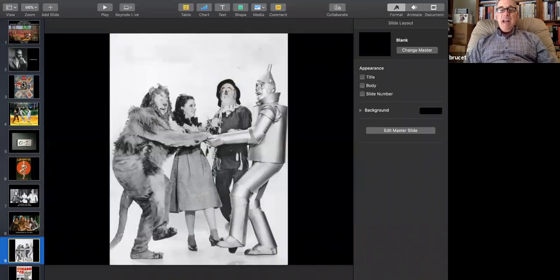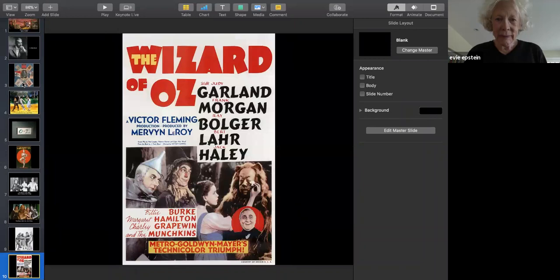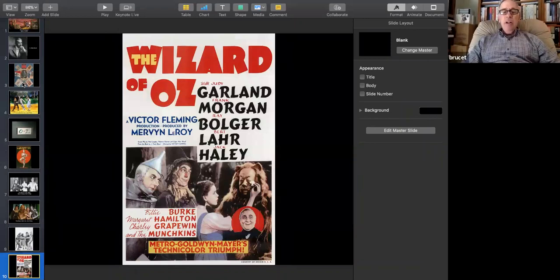There's our cast again. And here's a poster for The Wizard of Oz. And if you look at that poster, except for Burt Lahr, it doesn't look like there are any Jews there, but that too is wrong. So look more closely at the poster and you see produced by Mervyn LeRoy.